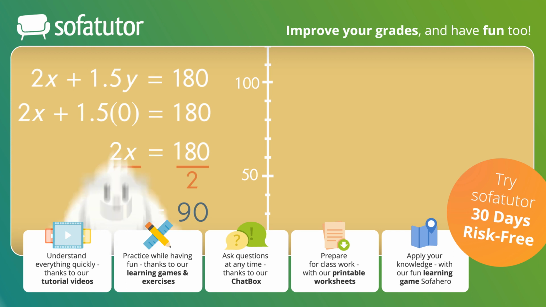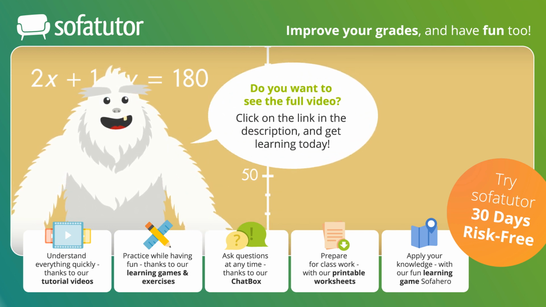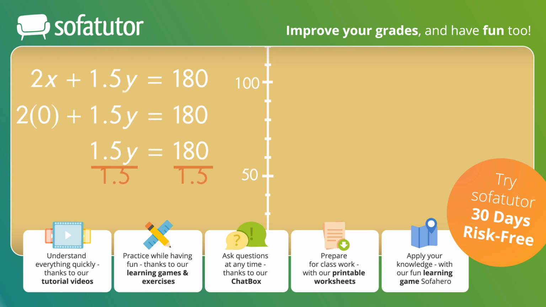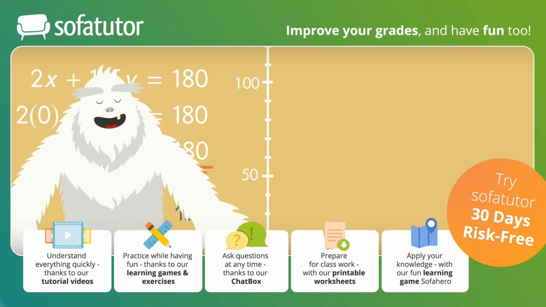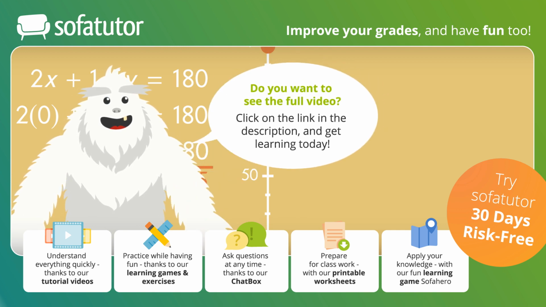The second step is to find the y-intercept. This is the point that crosses the y-axis when x is 0. This means we should substitute x in the equation with 0. Since anything times 0 equals 0, this leaves us with the equation 1.5y equals 180. The last step is to divide both sides of the equation by 1.5, giving us y equals 120. Now we have our y-intercept, so we can graph the ordered pair of 0, 120 on the coordinate plane.